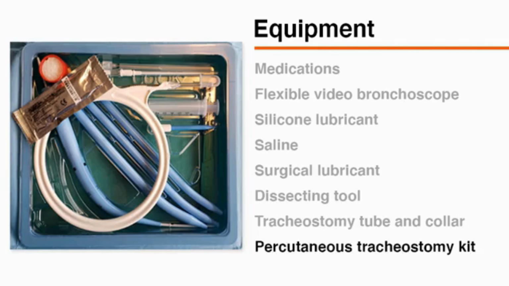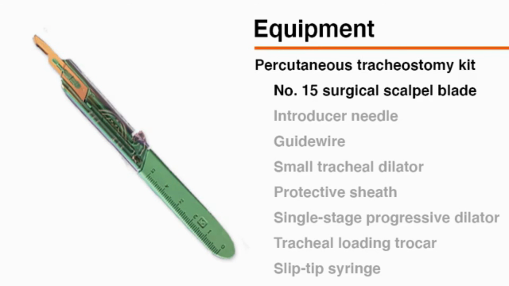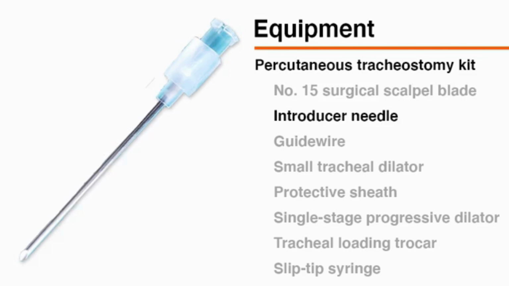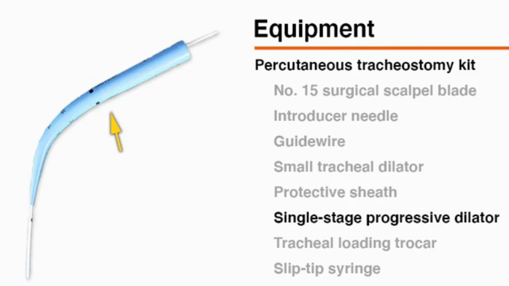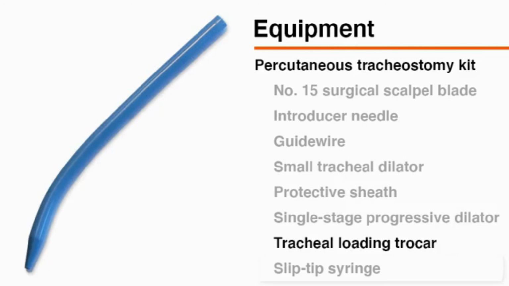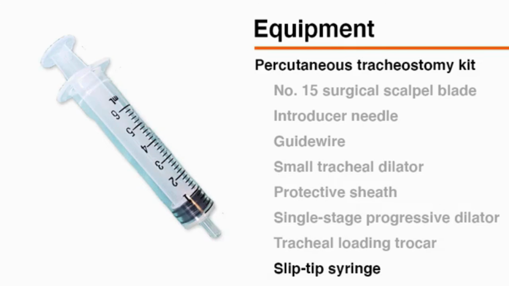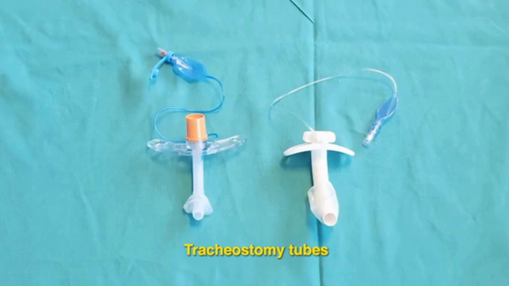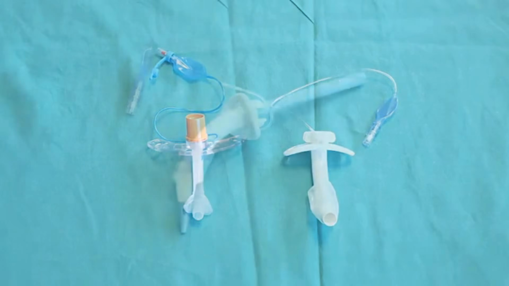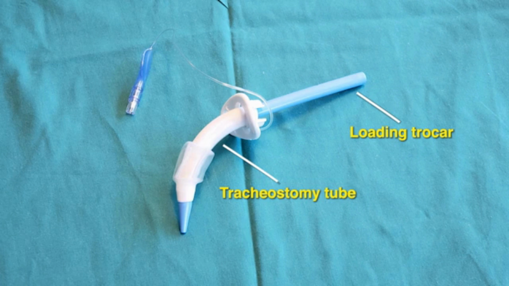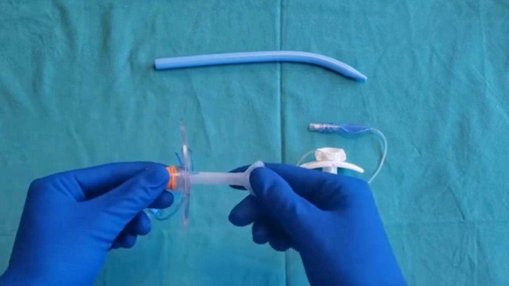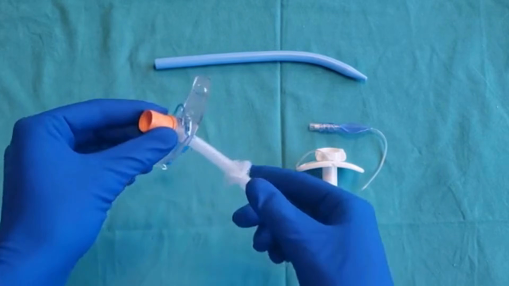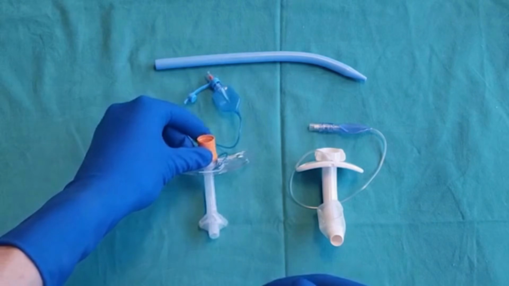A kit typically includes a number 15 scalpel blade, introducer needle, guide wire, small tracheal dilator, protective sheath, single-stage progressive dilator, tracheal loading trocar, and a small slip-tip syringe. Choose a tracheostomy tube size appropriate for the patient. Kits are designed for specialized tubes that load onto a dilator. However, in practice, any tracheostomy tube can be inserted percutaneously. We favor thin, flexible tubes to maximize airway diameter and minimize tracheal wall pressure.